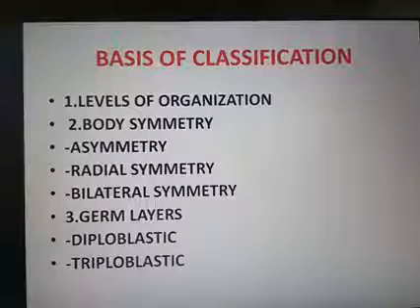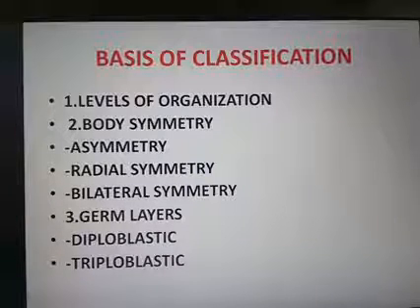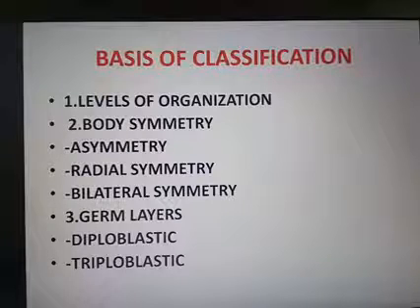So here we are discussing the basis of classification. On these bases of classification, organisms get classified. First one is level of organization that we have discussed: cellular level, tissue level, and the organ or organ system level.